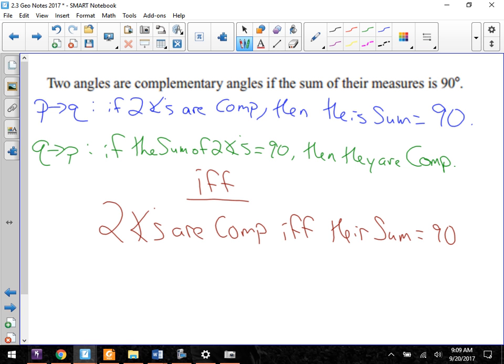And quite honestly, most geometry definitions are written as if and only ifs. Think about supplementary. Two angles are supplementary if and only if their sum is 180. Two angles are a linear pair if and only if they share a common vertex and they create a line. Two angles are vertical if and only if their opposite rays create lines. So on and so on. Just about every definition that we've talked about, we can rewrite as an if and only if.